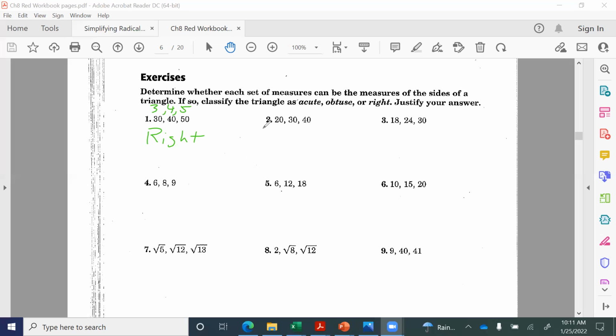Okay. Those three values, which one should be the C value? 40. Why 40? It's the biggest. So 40 squared equals 20 squared plus 30 squared. 40 squared is 1600. 20 squared is 400. 30 squared is 900. Add those two together.